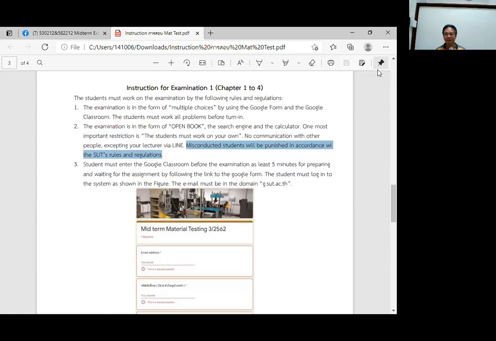And the third, students must enter the Google Classroom at least 5 minutes before our examination time. That means you're supposed to enter the Google Classroom before 7:55 p.m. Okay, I'd like you guys to have at least 5 minutes for preparing yourself and waiting for the assignment. It's going to take about 5 minutes sometimes to get the link for the Google form.